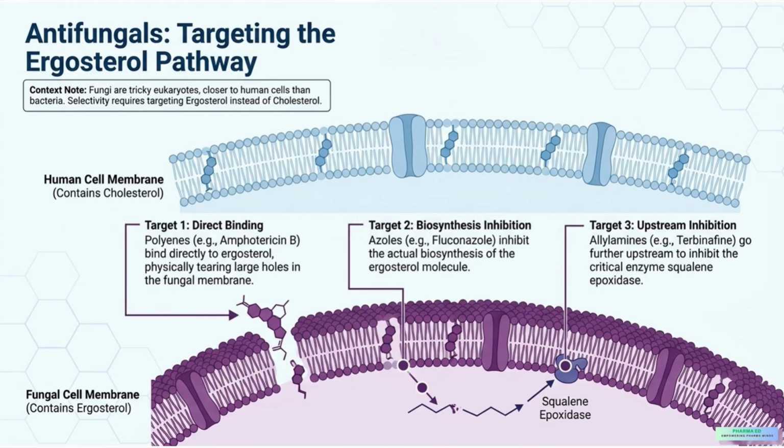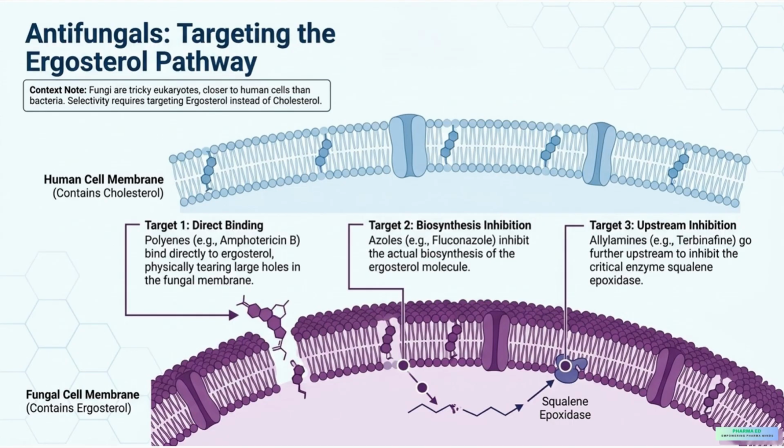Let's shift our focus a bit now. Section 3, Antifungals and Resistance. This is a massive modern challenge we're facing. Fungi are tricky, beta. They're eukaryotes, which means they're closer to human cells than bacteria are. But they use a molecule called ergosterol in their cell membranes instead of human cholesterol. And that right there is our target.